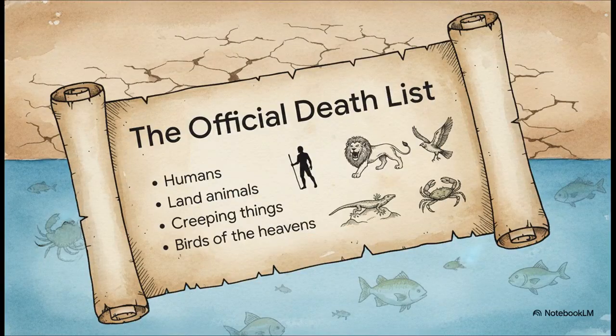So when the text gives us the official death list, the list of what was wiped out from this face of the ground, look what's on it. It's a very specific land-based list. This isn't a catalog of all life on Earth, right? It's a list of air-breathing life that lives on the land. And what's really interesting is what's not on this list.